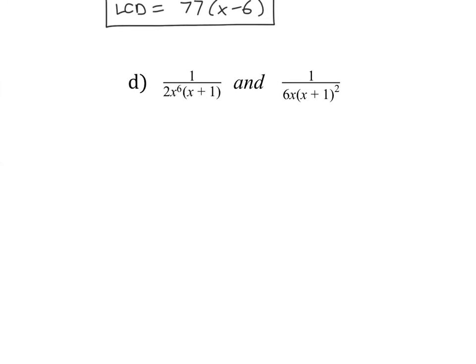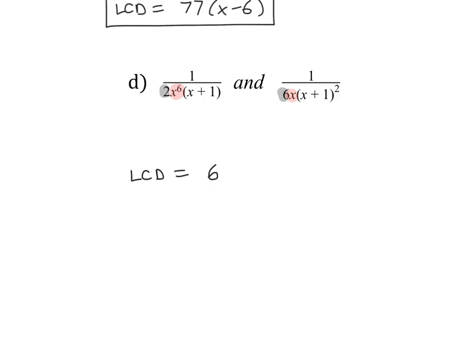And last, example D. This one, everything's been factored for us already. So we have 1 over 2x to the 6 times x plus 1, and then 1 over 6x times x plus 1 squared. So let's start with the two constants. So we have 2 and 6. So the least common denominator, or the least common multiple of 2 and 6 would be 6. So 6 is divisible by 6, 6 is divisible by 2. It works for both.